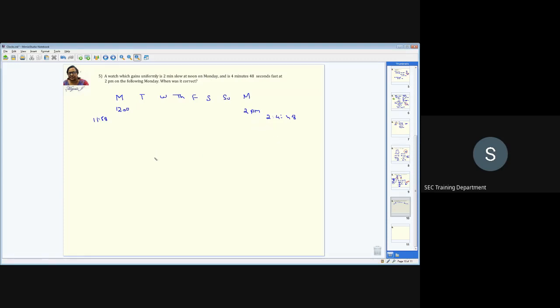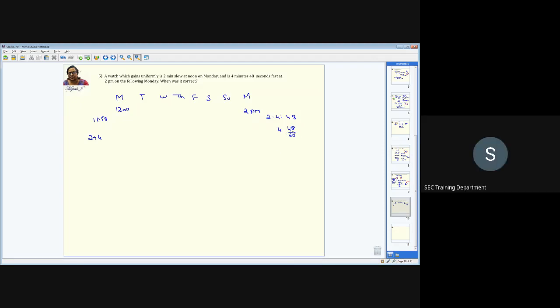So how do you do this? They're asking when will this show the correct time? So first thing is you have to see the duration for which it is going to show. So this is behind and this is ahead. Behind by 2 minutes, and ahead by 4 minutes 48 seconds. So overall the gap which is shown is 2 plus 4 minutes 48 seconds. So I'll convert this 4 minutes 48 seconds into minutes by dividing by 60.